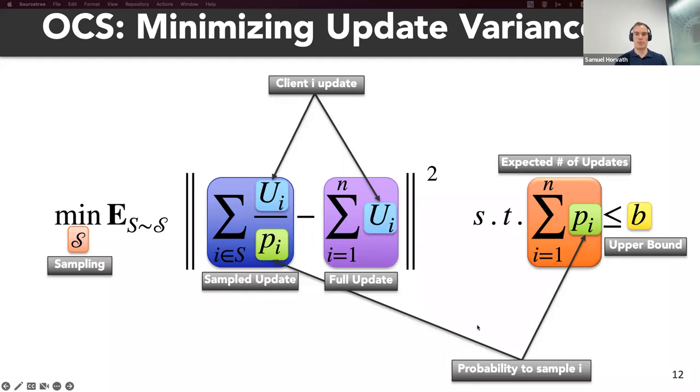In the paper, we provide a tight upper bound to this problem that has a closed form solution for the optimal sampling, and it only requires all clients to share the norm of their updates, which is only one float per client of extra communication. And all of this, as we show, can be computed using only secure aggregation.